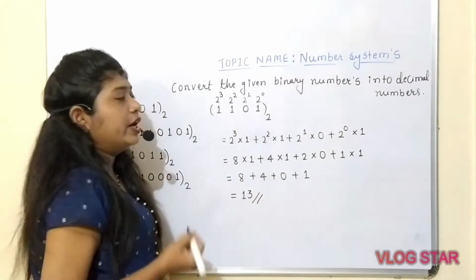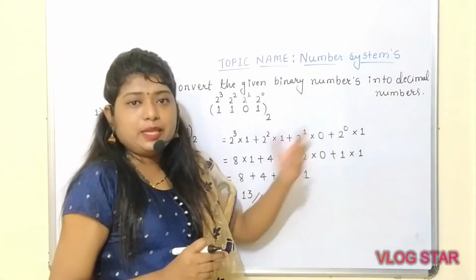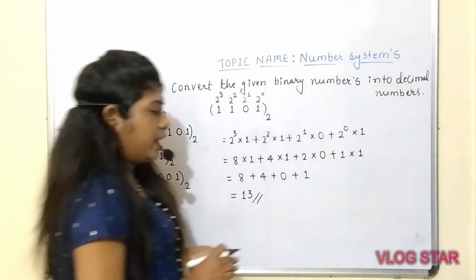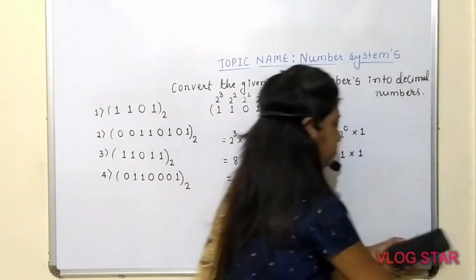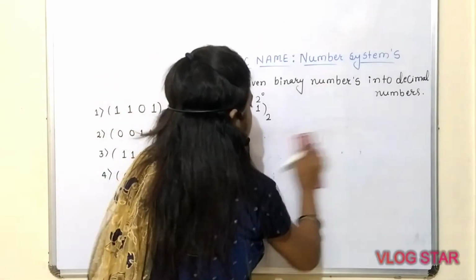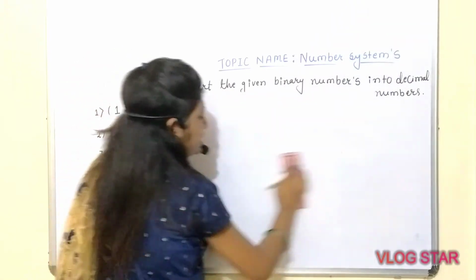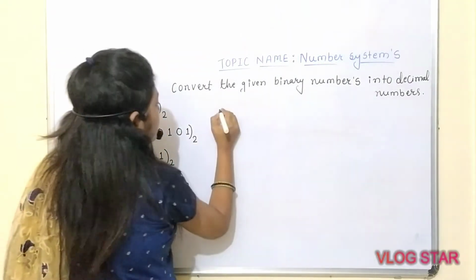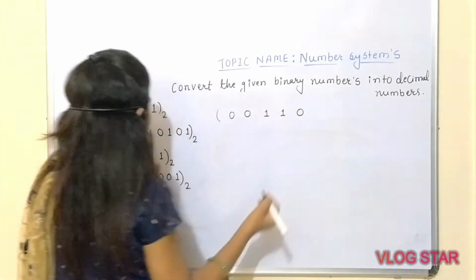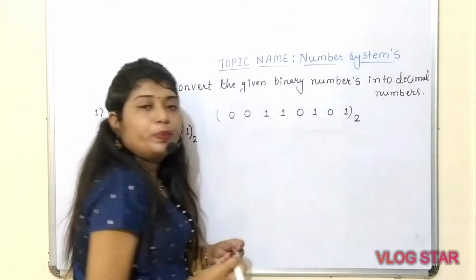I hope you have understood the first conversion from binary number to decimal number. Now let's consider the second example to understand the conversion. Coming to the second example, what is that? 0, 0, 1, 1, 0, 1, 0, 1 and then you have to put the base.